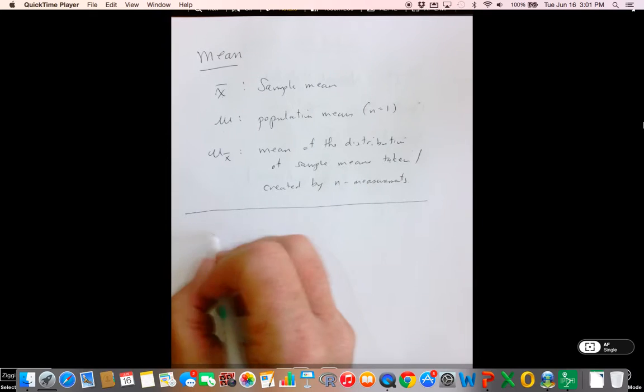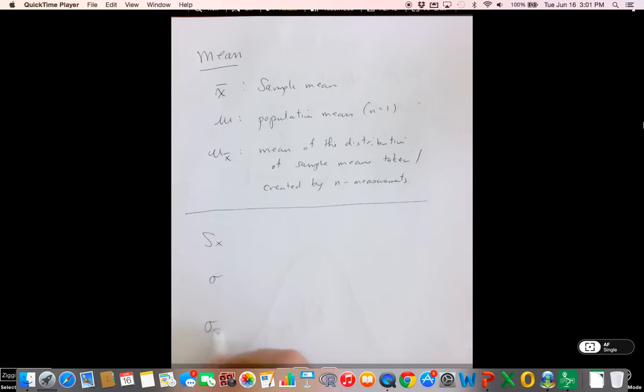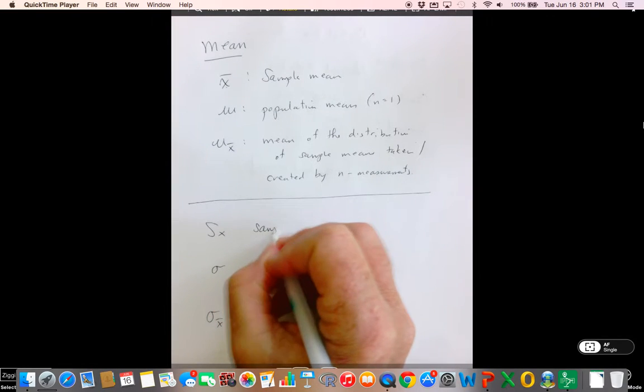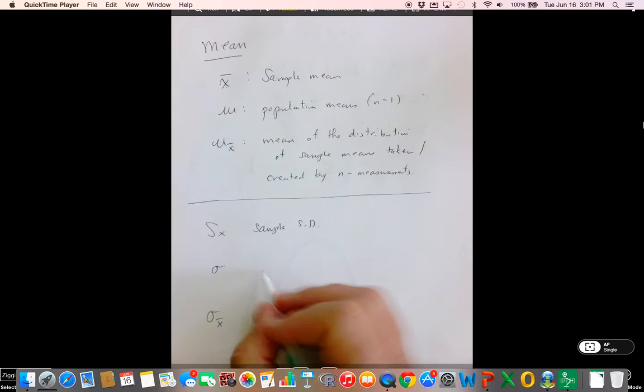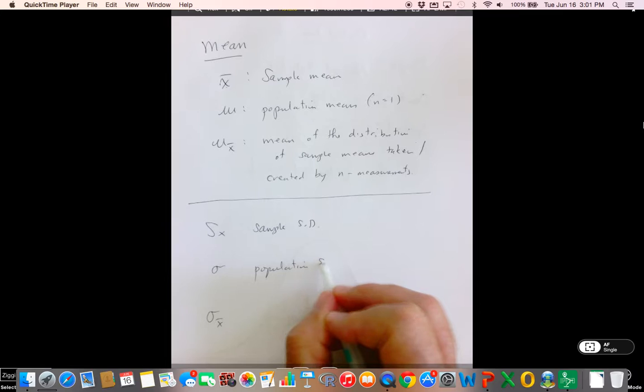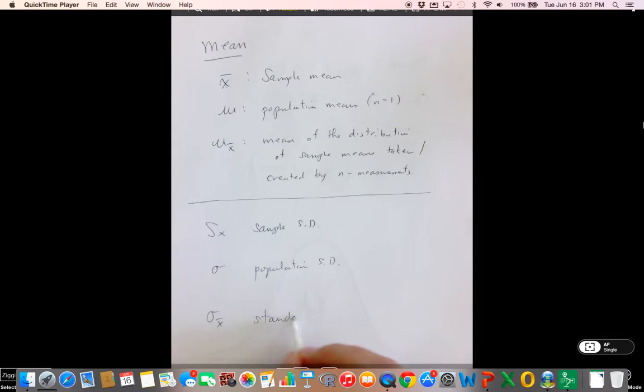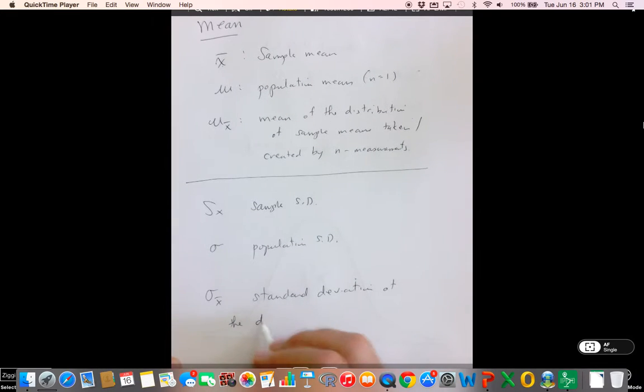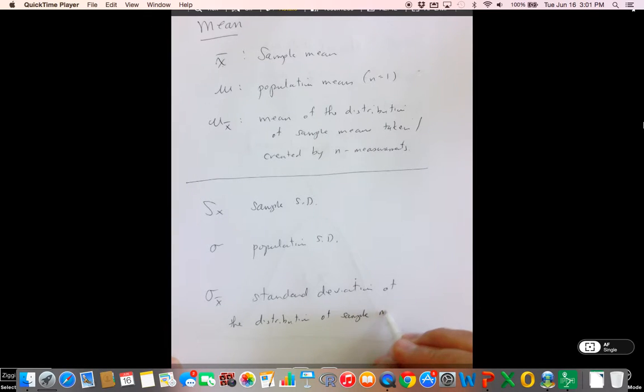We've talked about standard deviation. Sx, sigma, sigma x bar. What's the difference? This is the sample standard deviation. This is the population standard deviation. And this is the standard deviation of the distribution of sample means taken by n measurements. Now guys, after all the smoke clears, what does that tell us?